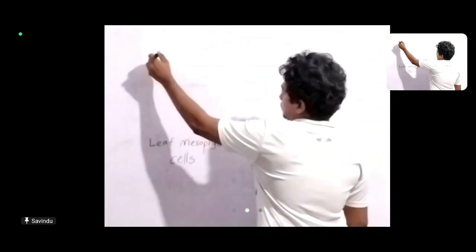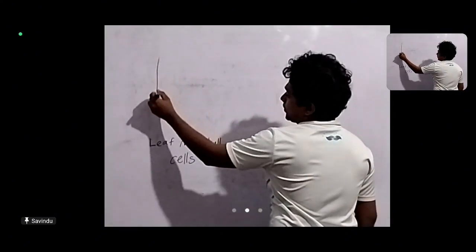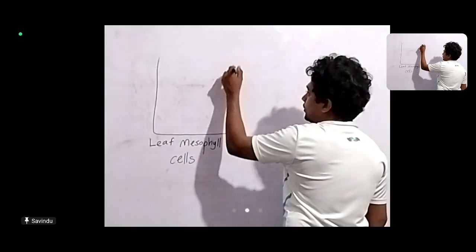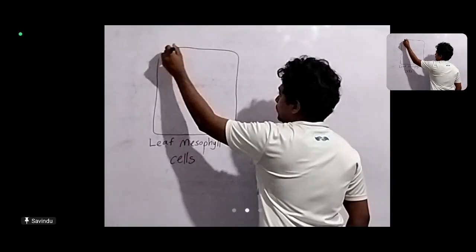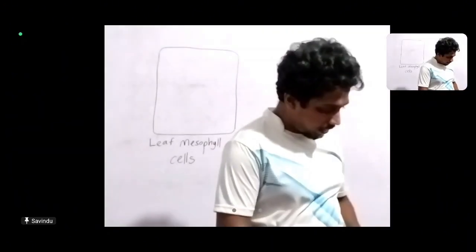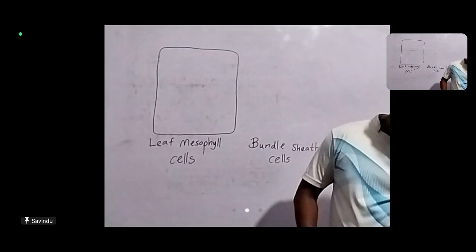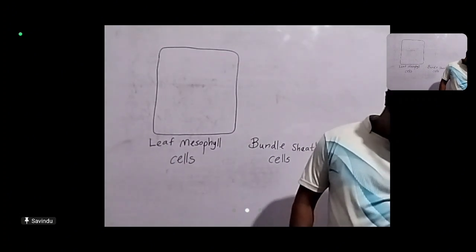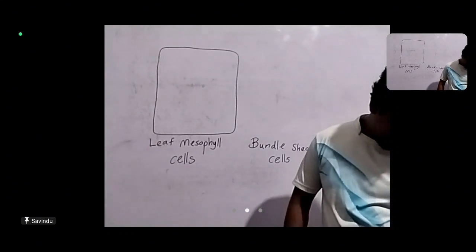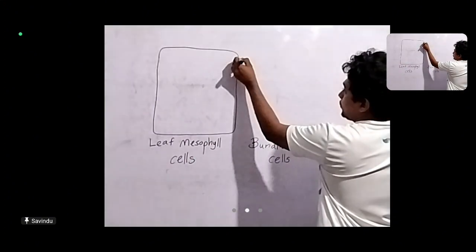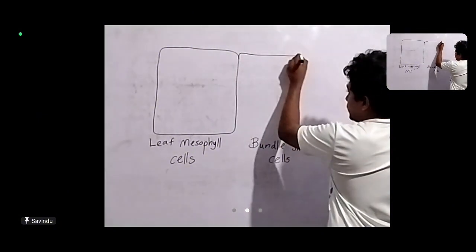Two types, but they are connected with one another. This is a leaf mesophyll cell, this is a bundle sheath cell.